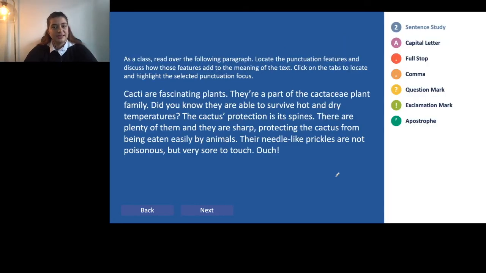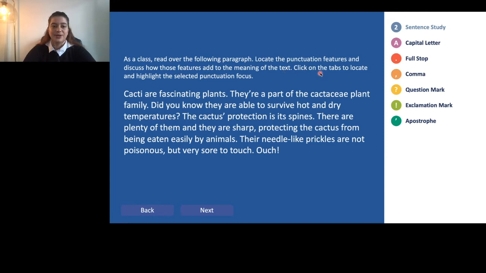And let's have a look at a sentence study. So as a class, we're going to watch me read over it. You're going to follow along with the words at the same time, please. So I want you to be showing me that you are following the red laser, which is over here, as you can see. So as a class, we're going to read over the following paragraph, locate the punctuation features, and discuss how these features add to the meaning of the text.